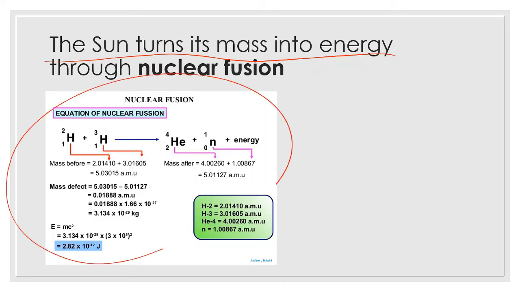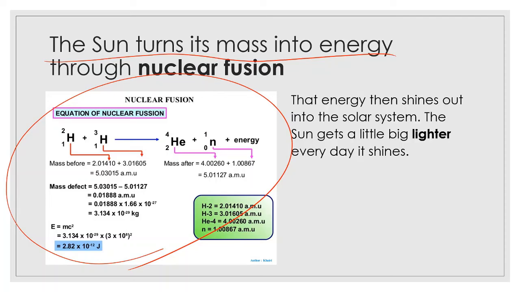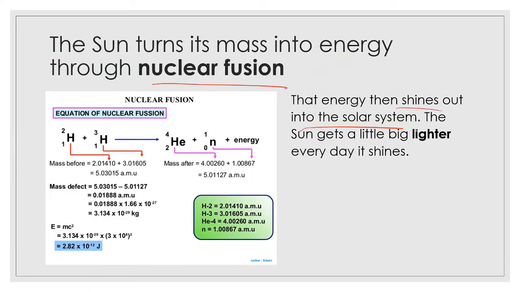Now, people have done all the really complicated math to show exactly how that happens, but we don't really need to know all the details of that. What we do need to know is that all the energy that's made from nuclear fusion shines out into the solar system. The sun gets a little bit lighter every day that it shines, because as it's sending out energy, it's losing that energy. It is therefore losing mass, because energy and mass are kind of sort of the same thing. As it's losing energy, it's losing mass.